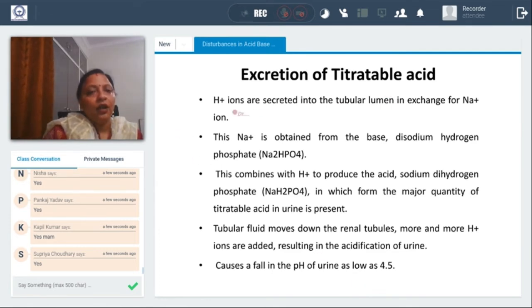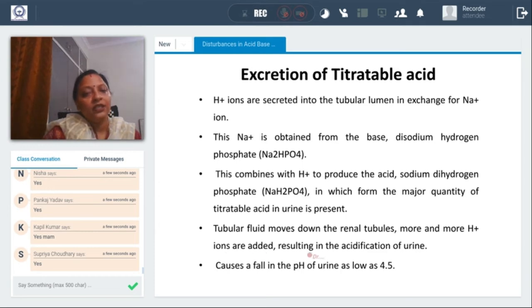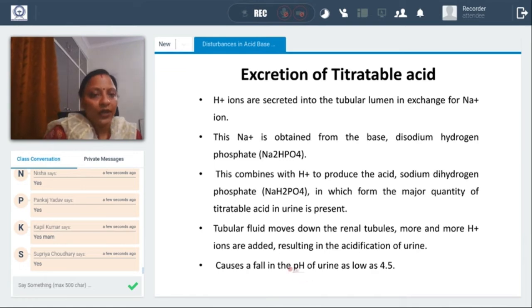Excretion of titrable acid. Hydrogen ions are secreted into the tubular lumen in exchange for sodium ions. This sodium is obtained from the base disodium hydrogen phosphate, that is Na2HPO4. This combines with hydrogen to produce the acid sodium dihydrogen phosphate, that is NaH2PO4, in which form the major quantity of titrable acid in urine is present. As tubular fluid moves down the renal tubules, more and more hydrogen ions are added, resulting in acidification of urine, causing a fall in the pH, as low as 4.5.